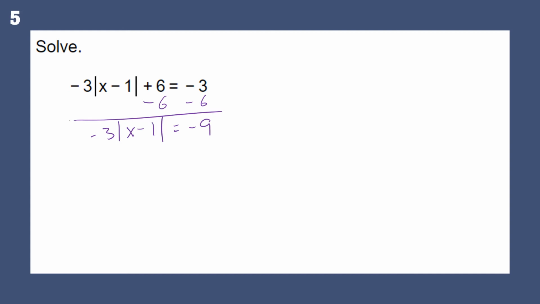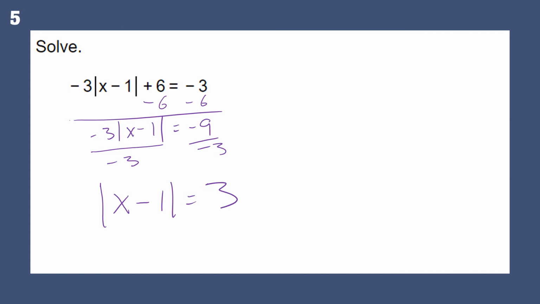Now, the absolute value is not quite by itself because we have a negative 3 beside it. So I'm going to divide by negative 3 on both sides. And when I do that, I get x minus 1 equals positive 3.